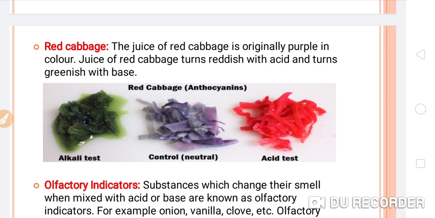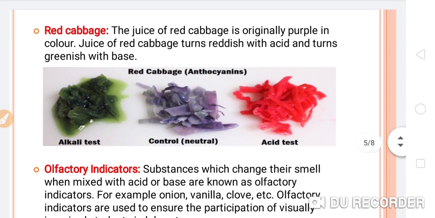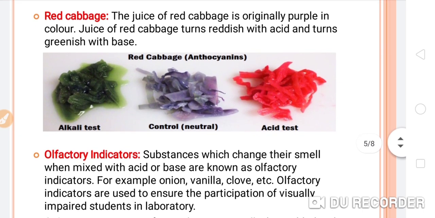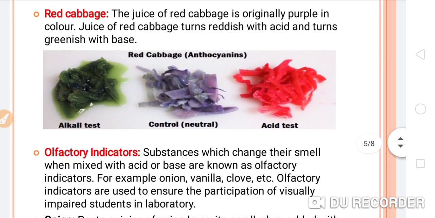And if we talk about the acidic solution, what will be the color change of the red cabbage's purple with the acidic solution? The purple color of the red cabbage with the acidic solution will turn into a reddish color. Okay, so this is the identification, with the help of the red cabbage, of which solution is acidic and which is basic. By the color change we have identified.